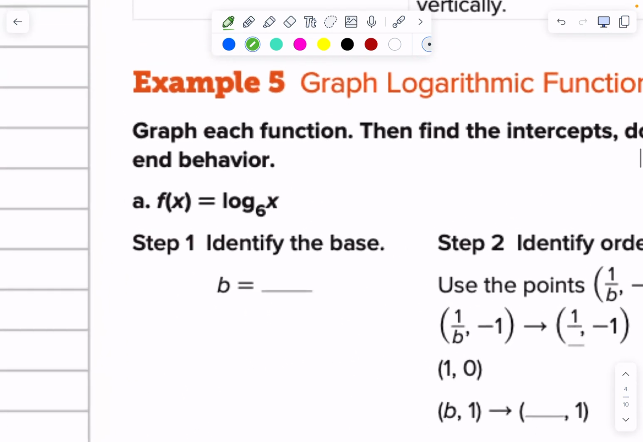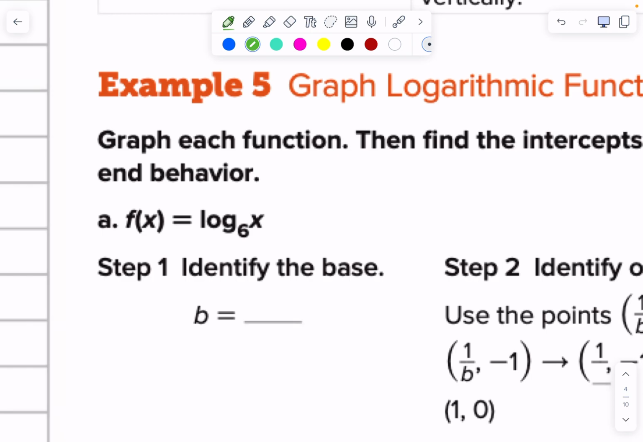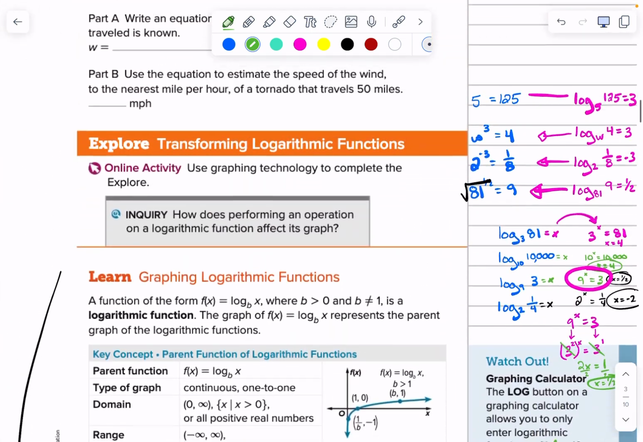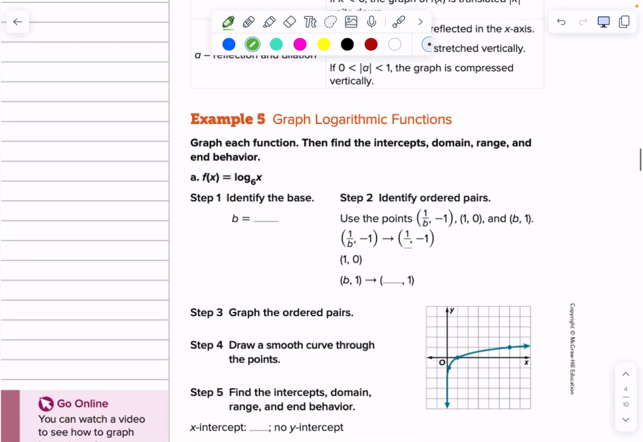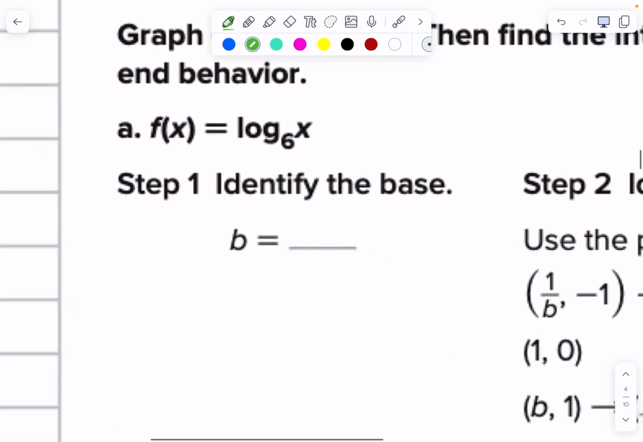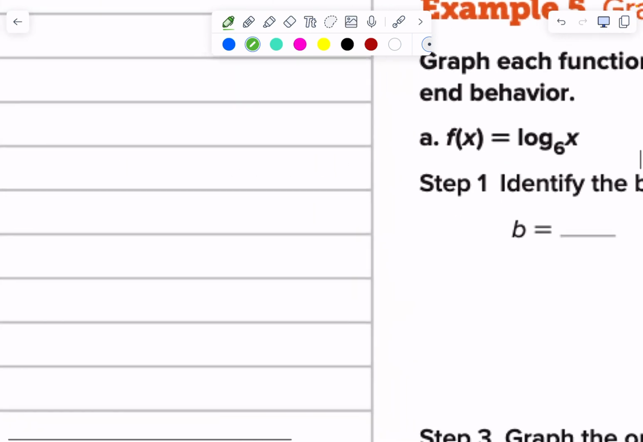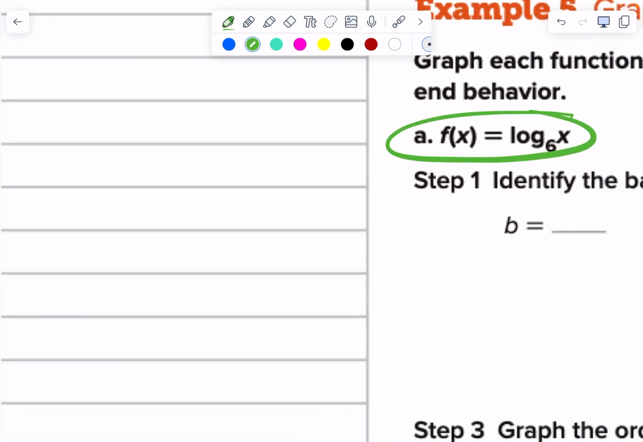Let's go to this guy. Go to example 5. We're going to graph example 5 real quick. I think that's where we left off, maybe. Yep. Go to example 5. Let's graph him. Okay? All right, so I'm going to graph him over here. We're graphing log base 6 of x. We're almost done. We're graphing log base 6 of x.